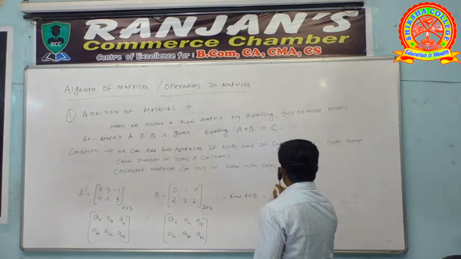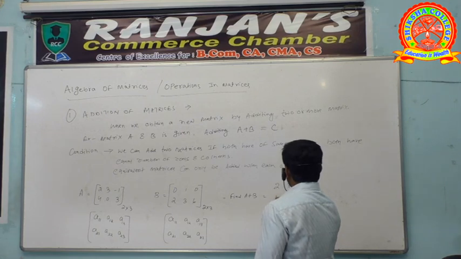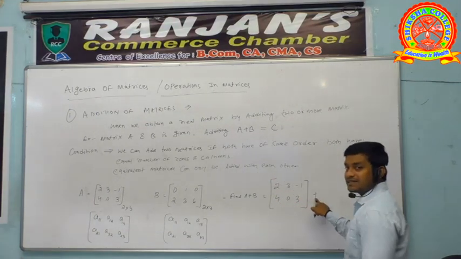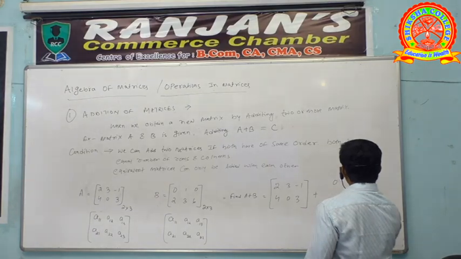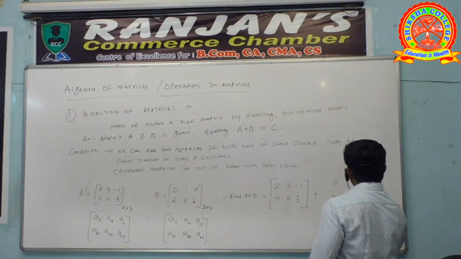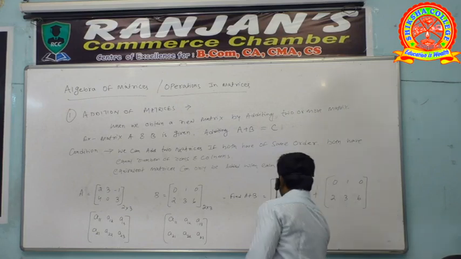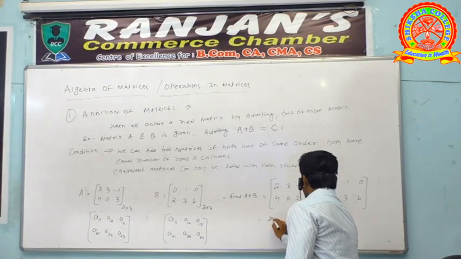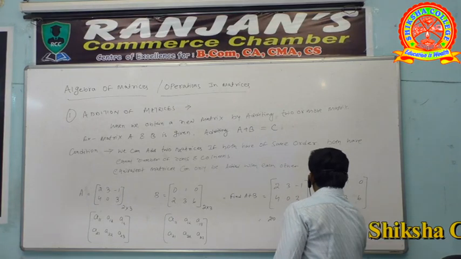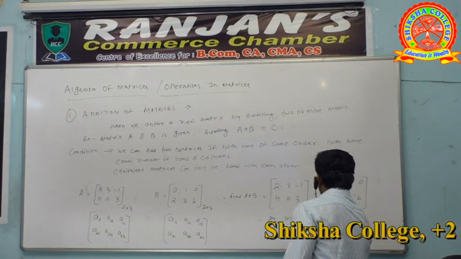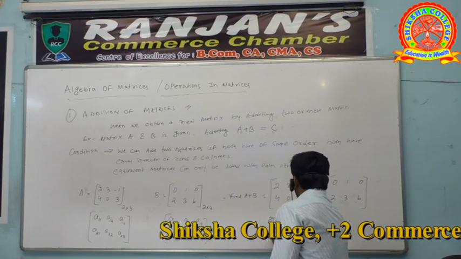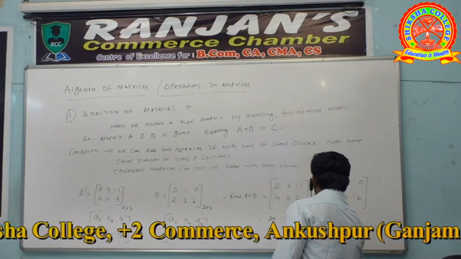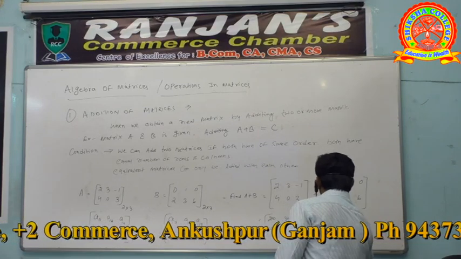First of all, write down the two matrices: 2, 3, minus 1, 4, 0, 3, that is A, plus 0, 1, 0, 2, 3, 6, that is B. Now very simply we add the corresponding elements: 2 plus 0, 3 plus 1, minus 1 plus 0, 4 plus 2, 0 plus 3, and 3 plus 6. Okay, now we derive the answer.